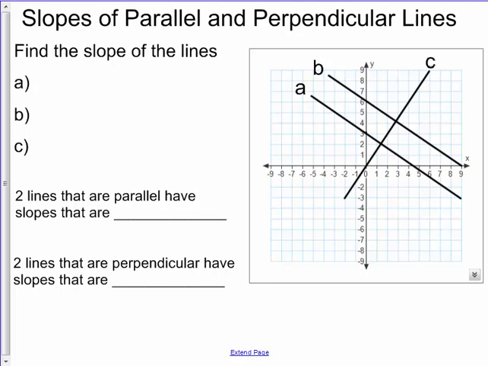So the last thing, slopes of parallel and perpendicular lines. First of all, we have to think about what a parallel line is. Parallel lines are 2 lines that never intersect. And perpendicular lines are lines that intersect and create a right angle.